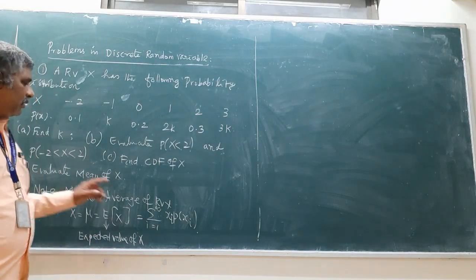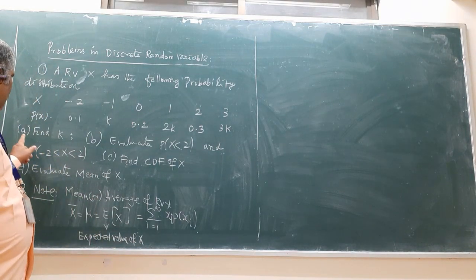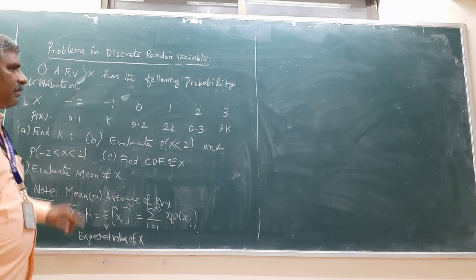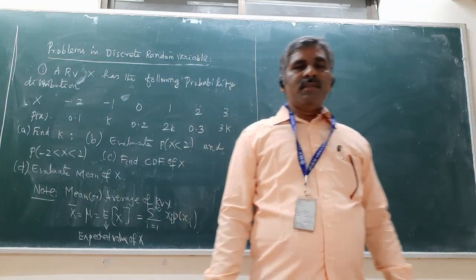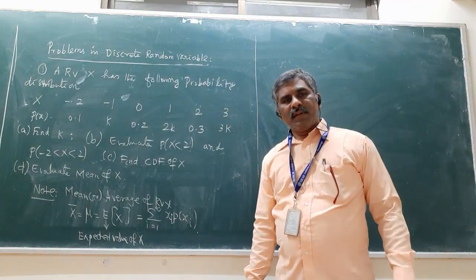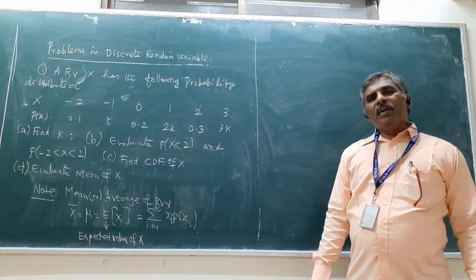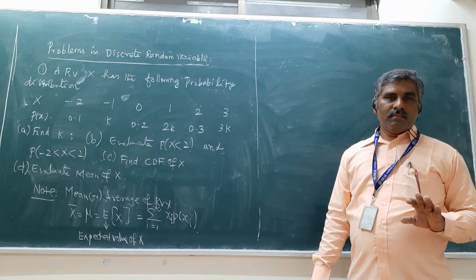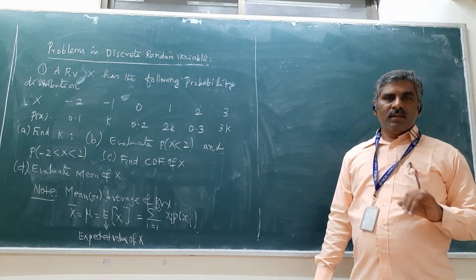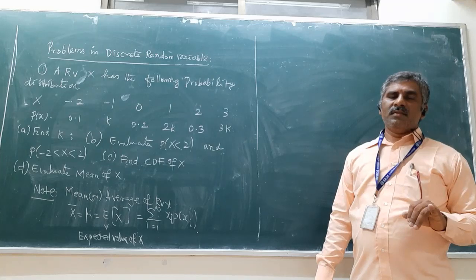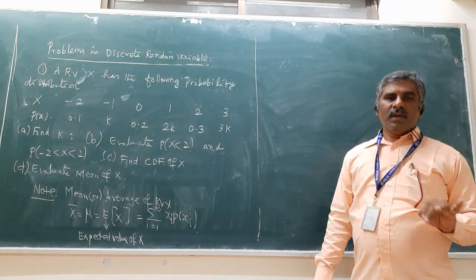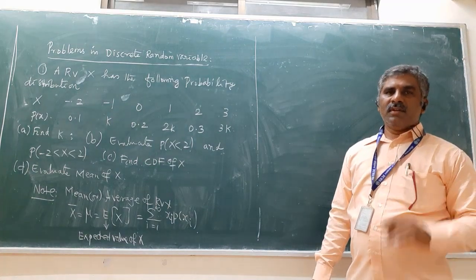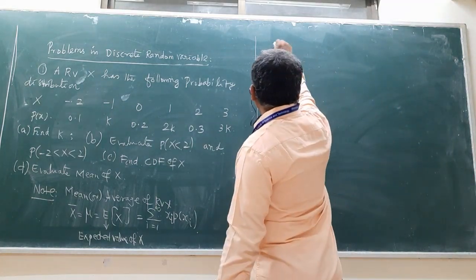Okay, we will solve them one by one now. The first subdivision is to find the k value. How to find the k value? By using a property of the probability mass function. What are the probability mass function conditions? One is probability always greater than or equal to 0. Second is the summation of all the probabilities equal to 1. We are using the second condition.